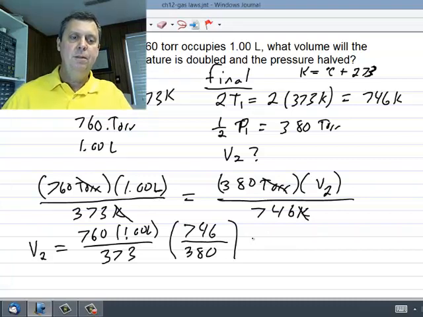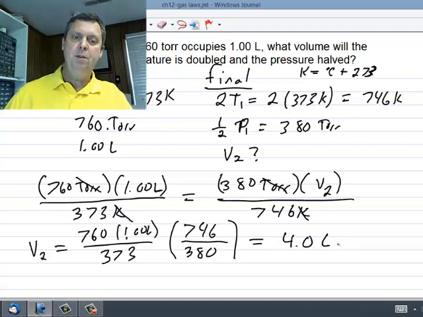And when you work this out, you end up getting 4.0 to the proper sig figs, 4.0 liters. That should be the answer that you get.